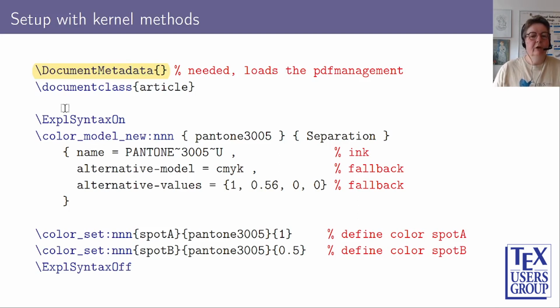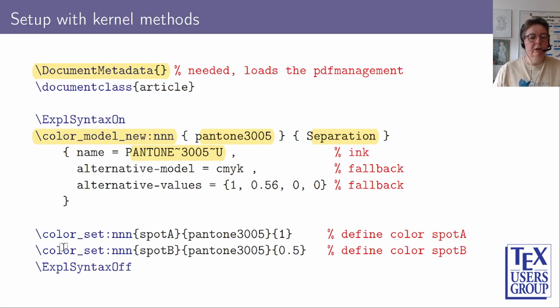When you have loaded it, you can now set up a new separation or spot color model with the command color model new, which takes 3 arguments. The first is some name that we want to give to the model. I choose here Pantone 3005. Then you give the type of the model. In this case, we have a separation model. And then the last argument is a key value argument where you give the name of the ink and you describe the fallback, the model of the fallback and the values of the fallback.